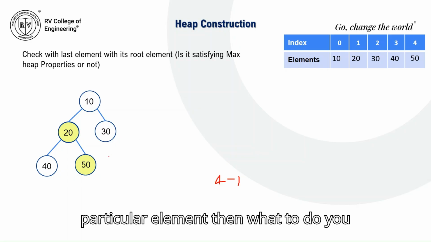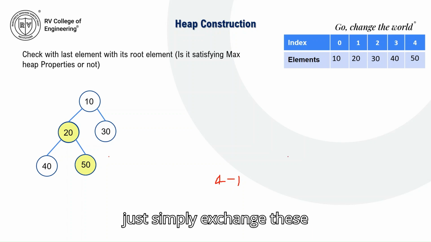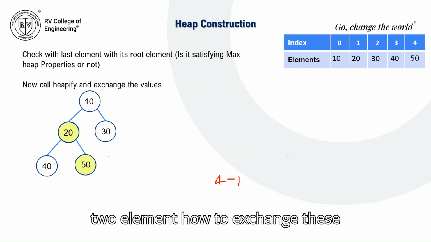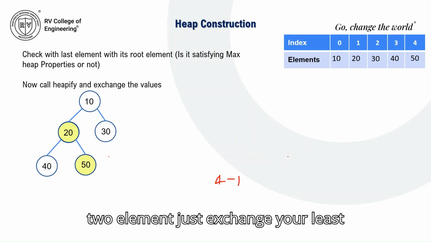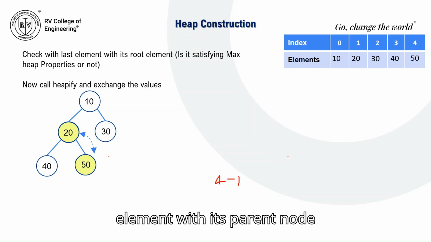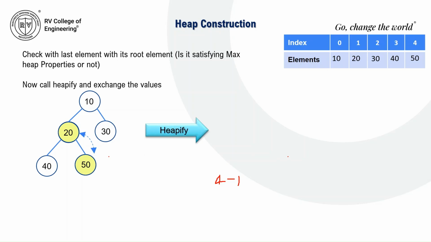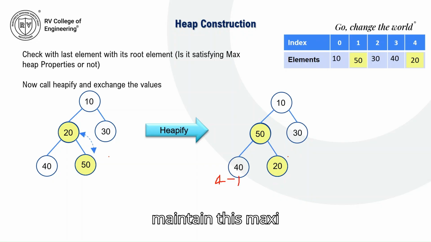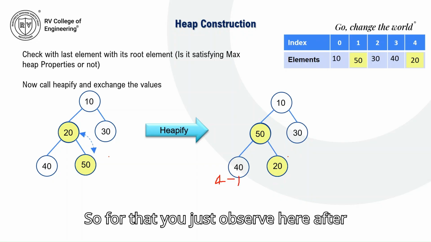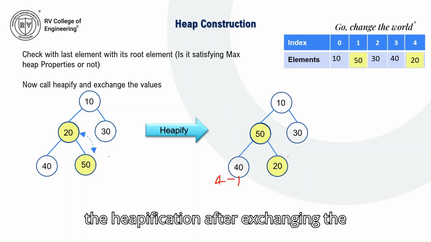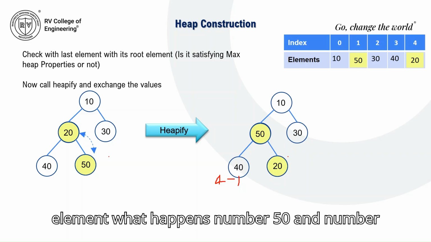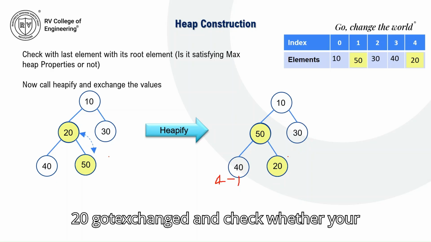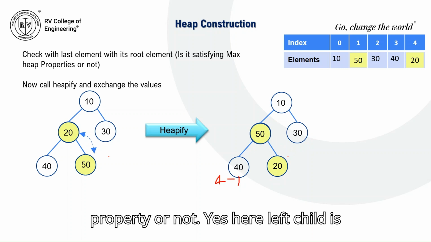Then what to do? You simply exchange these two elements. How to exchange them? Just exchange your child element with its parent node. Once this element gets exchanged, again you are supposed to maintain the max heap. So observe here what happens after exchanging the element: number 50 and number 20 got exchanged, and check whether your left child is satisfying the max heap property or not.